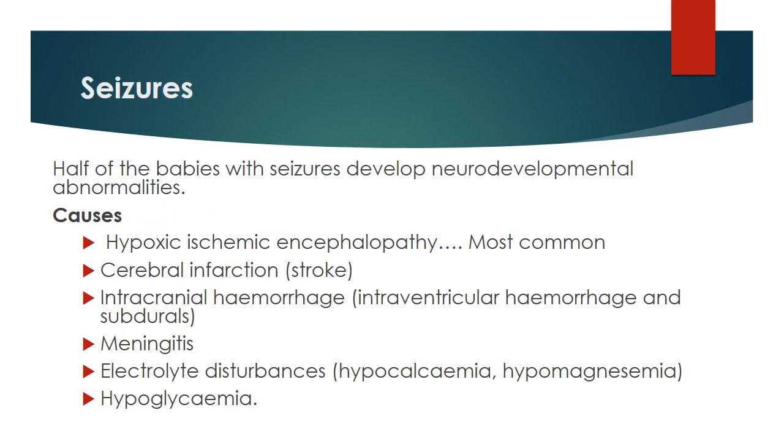Discuss seizures. Another very important topic. Half of the babies with seizures develop neurodevelopmental abnormalities. Causes include hypoxic ischemic encephalopathy, most common; cerebral infarction, stroke; intracranial hemorrhage, intraventricular hemorrhage and subdurals; meningitis; electrolyte disturbances, hypocalcemia, hypomagnesemia; and hypoglycemia.